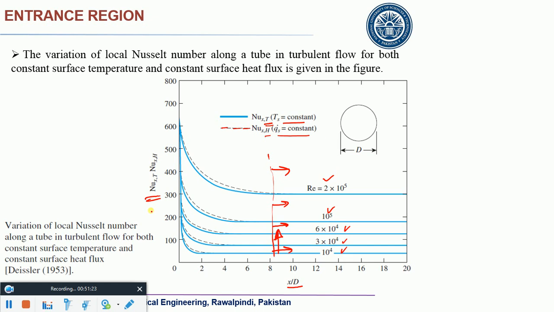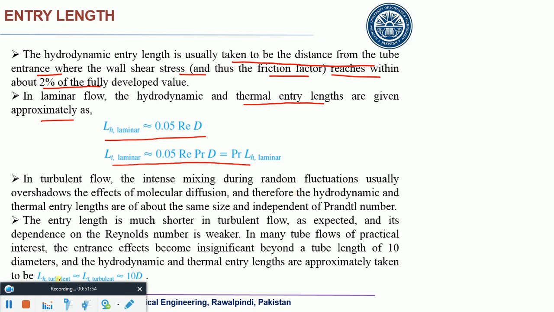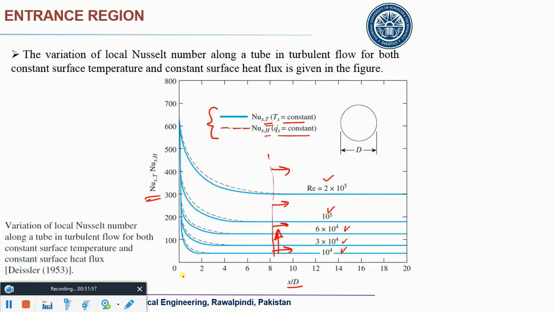Okay, and for both of those boundary conditions in the thermally fully developed region, the values remain the same. They are not going to be different. Those values of the Nusselt number remain the same for both kinds of boundary conditions at a certain Reynolds number. Again, this is a very important conclusion, so it can make your life easy. And this value is equal to what? Sorry, the entrance length. The entrance length is equal to what? 10D.